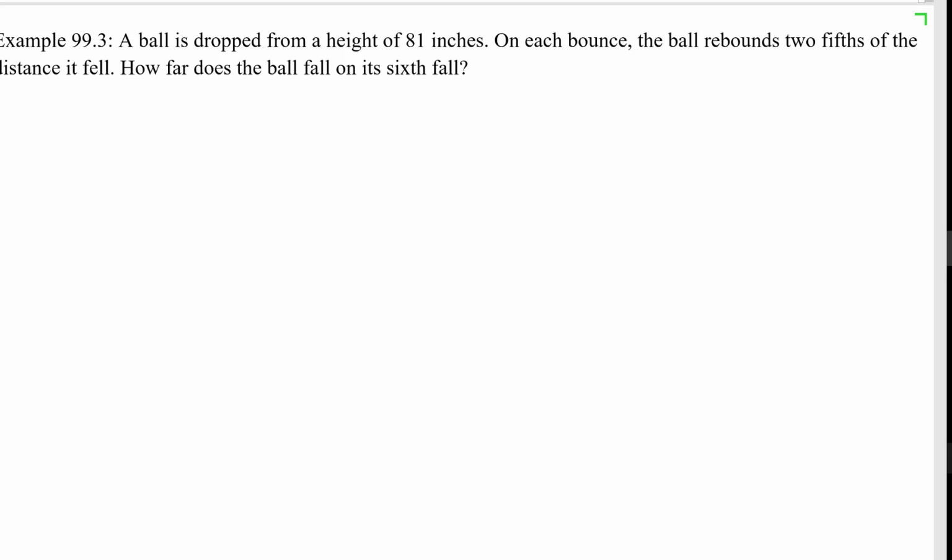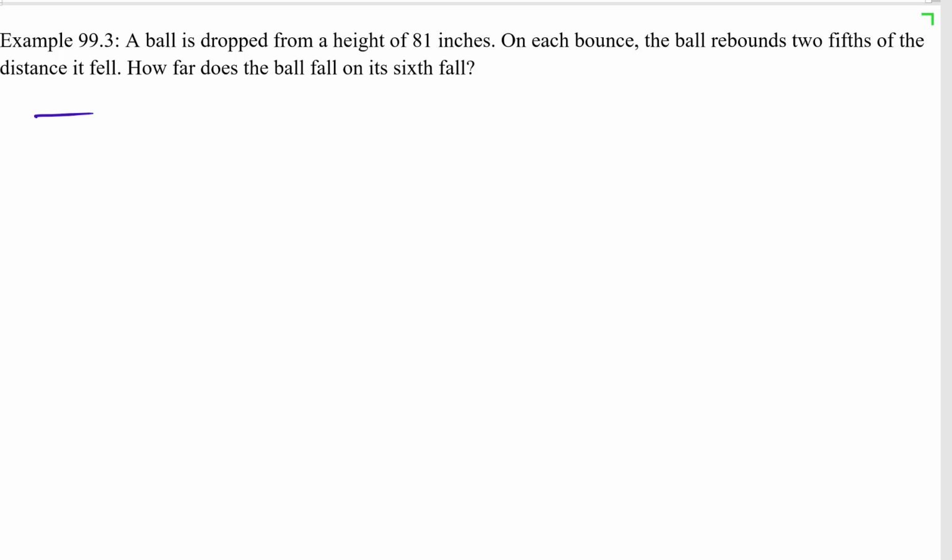All right, I'm going to draw a picture just to make sure we understand what's happening. The ball falls 81 inches to start with. And when it bounces back up, it only bounces back 2/5 of the way because it loses some of its energy when it hits the ground. So it hits the ground and it bounces back up.